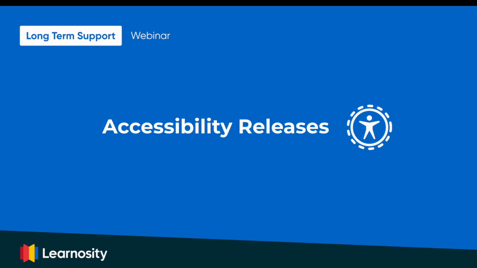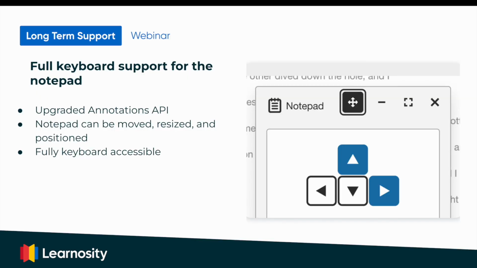We've also made a lot of progress in accessibility lately. First up is full keyboard support for the notepad. Guided by best practices in web accessibility, we've upgraded the Annotations API so that the notepad can be moved, resized, and positioned entirely by keyboard. Let's take a look.